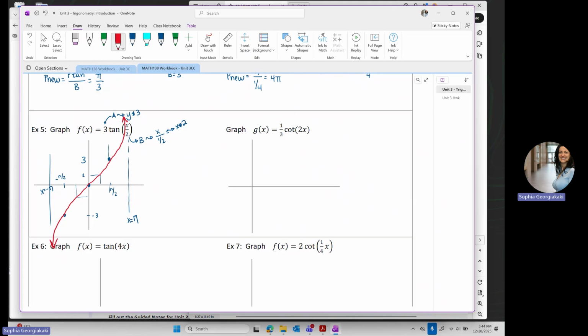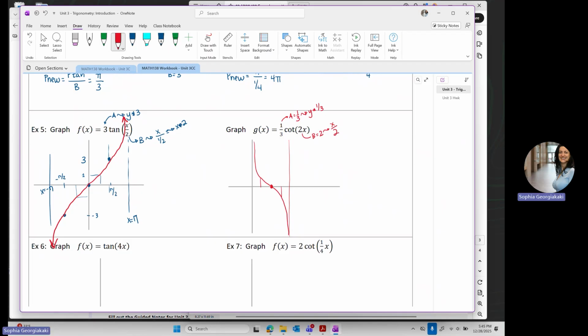Now, this one again is a cotangent function. If you remember, the original cotangent function looks like this. It has an asymptote at 0, it has an asymptote at pi, it has an x-intercept at pi over 2, and then it has key points at pi over 4 and 3 pi over 4. This is a equals 1/3, a vertical scale. All the y values will be multiplied by 1/3. This is b equal to 2. All the x values will be divided by b.